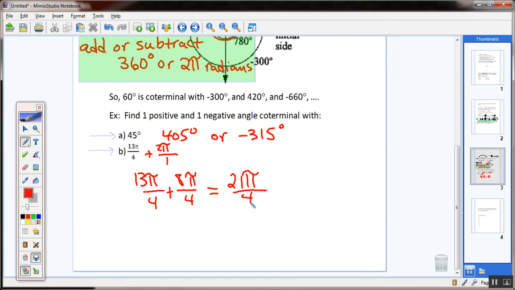Okay? What if I would have subtracted 2 pi radians? What would 13 pi minus 8 pi get you? 5 pi over 4. Okay? Are we okay with finding coterminal angles? Okay? And this will be a big, big thing as we move forward. Coterminal angles are going to be based off of initial angles that are very important, and understanding this concept as we move forward this trimester in trig, that'll be very important for you. Okay? Any questions on this page at all?